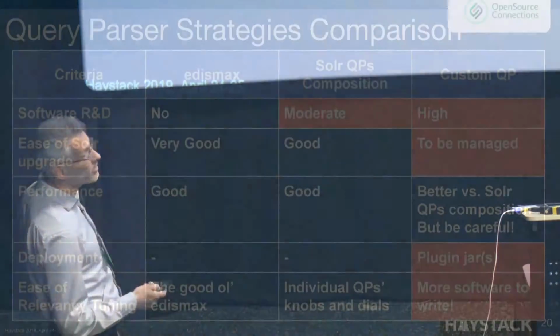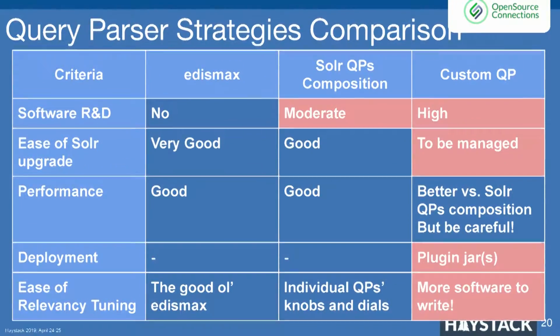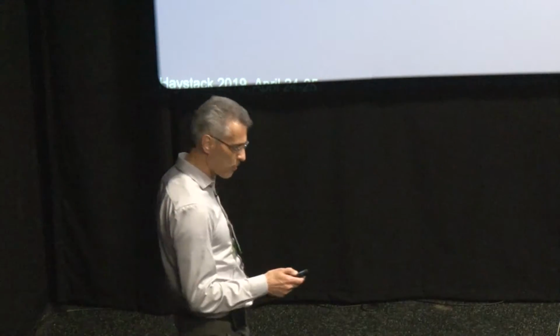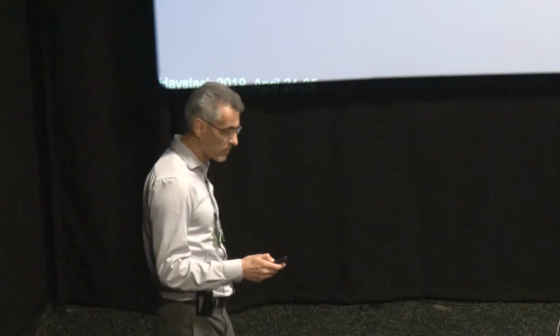So quickly, pros and cons of these three approaches. I'm probably running out of time. In terms of the amount of software R&D, there's nothing to do for eDismax. And I'm talking about software development here. I would say between the second and the third options, which I call composition versus custom, it's probably moderate versus high. A custom query parser is the most intense software development effort. Ease of Solr upgrade, that's kind of important.